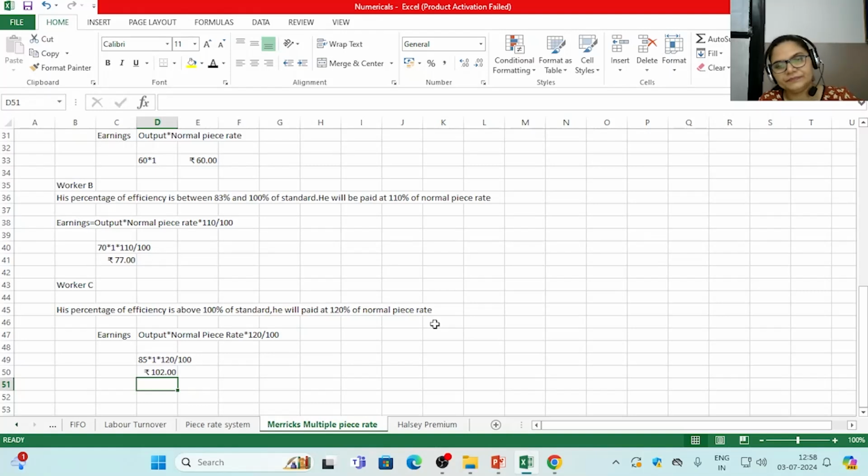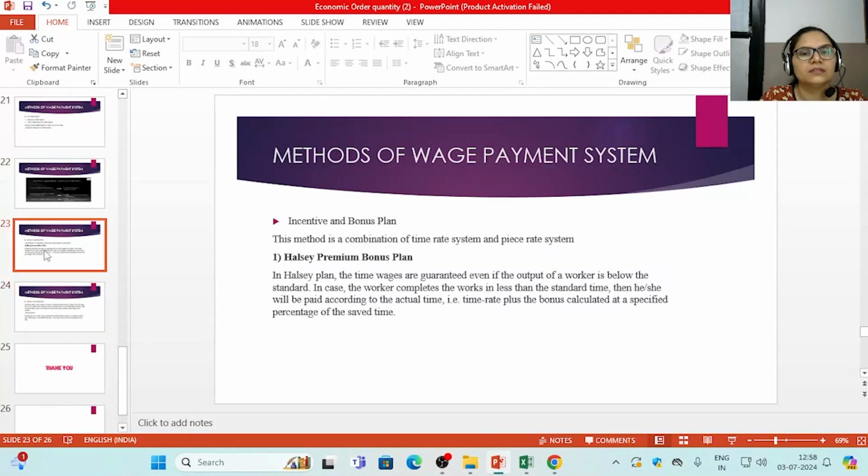Now moving further, incentive and bonus plan. Under time rate system, all workers are paid alike irrespective of their individual effort. This we have already studied. There is no incentive for high performers and hard workers in case of time rate system. But under piece rate system, workers are paid for their effort, but there is no guarantee of minimum wages. So incentive and bonus plan, you can say it is a combination of time rate system and piece rate system.